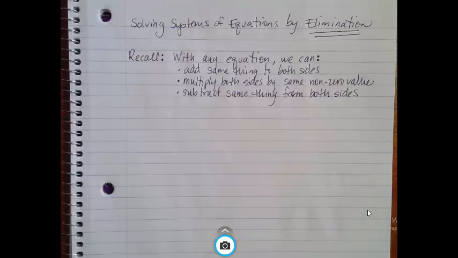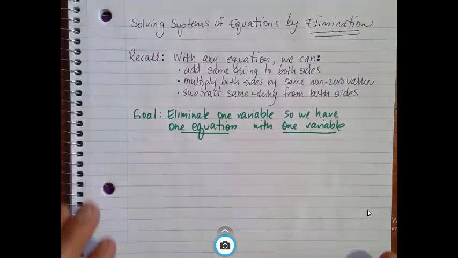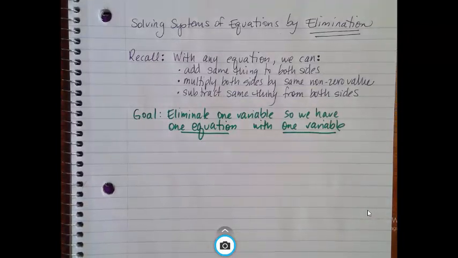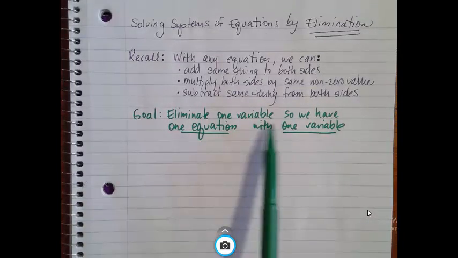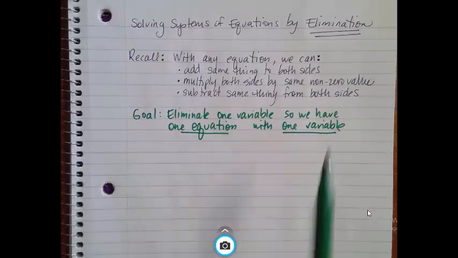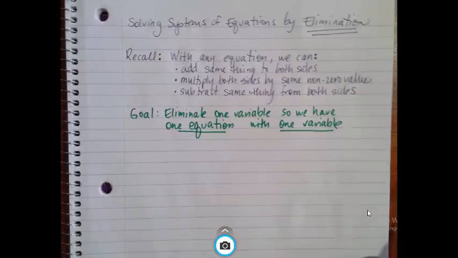In elimination, our goal is to eliminate one of the variables. So we're going to start with two equations and two variables. We want to eliminate one, so we have one equation, one variable. Let's look at an example.